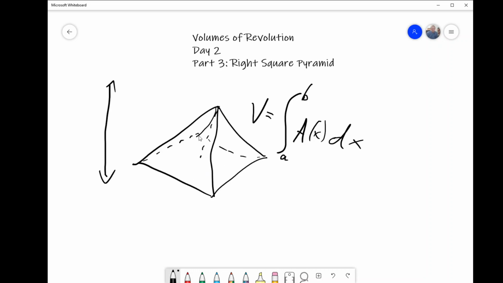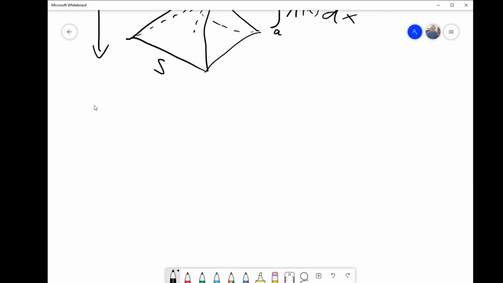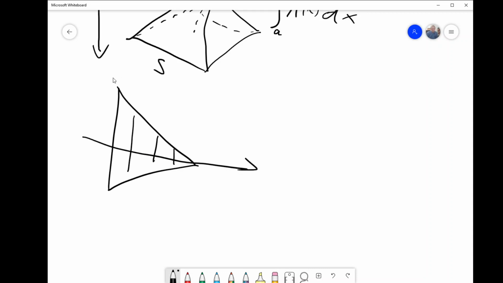Now let's say we've got a height h and that the square on the bottom has a side length s. Then if we were to orient it so that this dashed line connecting the center of the base to the peak of our pyramid is the positive x-axis, then we would be dealing with a shape like this, with square wedges along the way. And this would be the source of our integral.